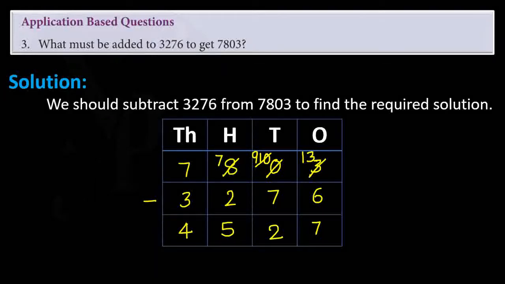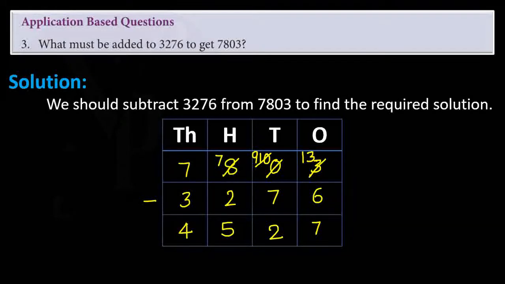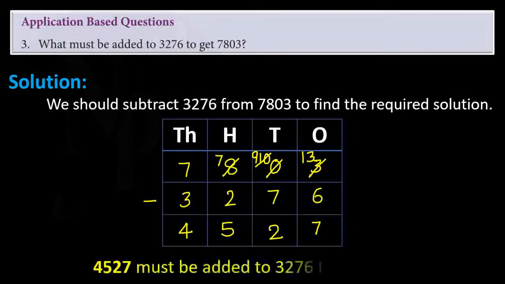Here in this question, this is the number, that is 4527, must be added with 3276 to get 7803. That is, 4527 must be added to 3276 to get 7803. Now let us move to the next question.